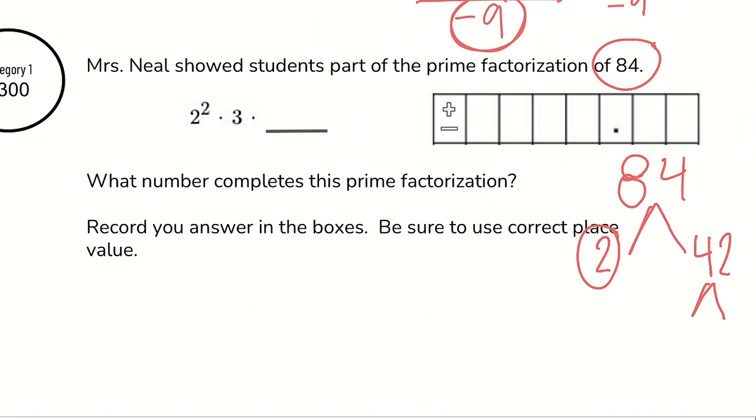Let's do 2 again. It's even. So 2, and I know half of 40 is 20, and then half of 2 is 1. So 2 times 21. All right. 21.